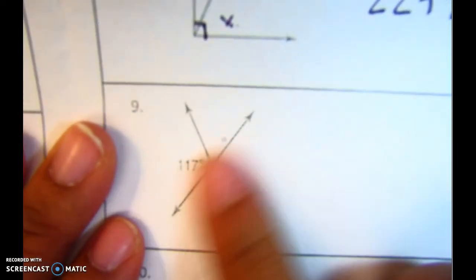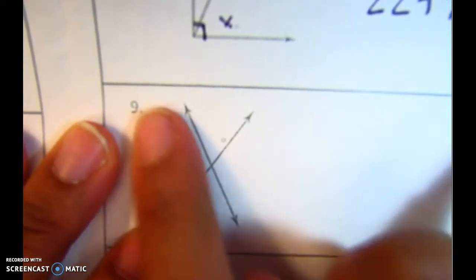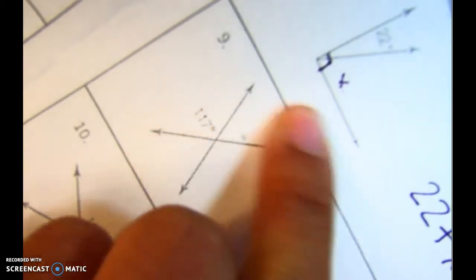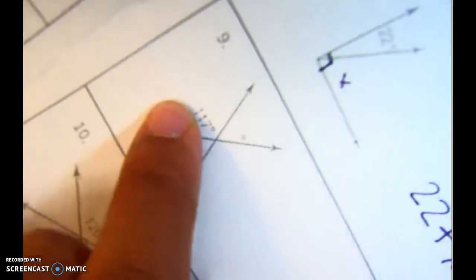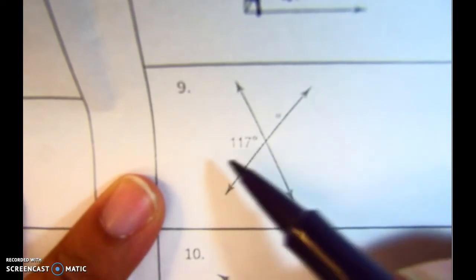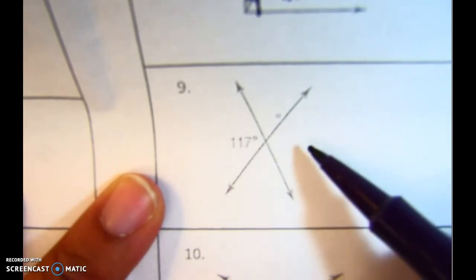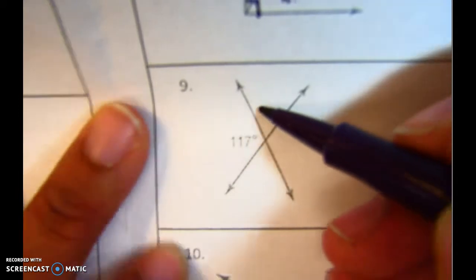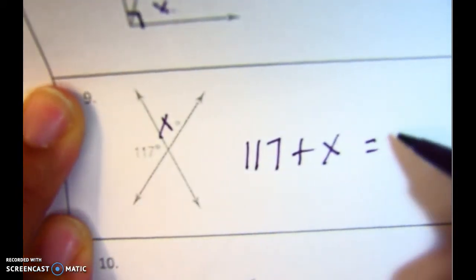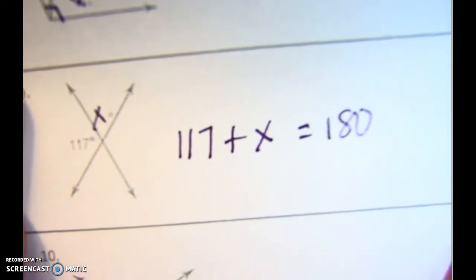Okay, on this one, you have to understand the relationship. You may think vertical because you're seeing lines crossing, but this is a straight line. This is a straight line. So you have 117 plus something is going to equal 180. If we were looking for something across, then it would be the same, but we're not looking for this one. We're looking for this one. So it's going to be 117 plus something equals 180. And you can solve that.